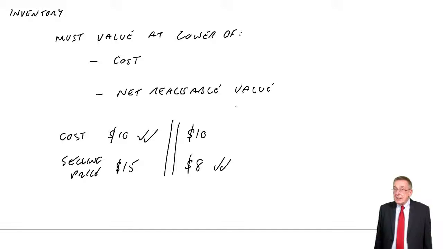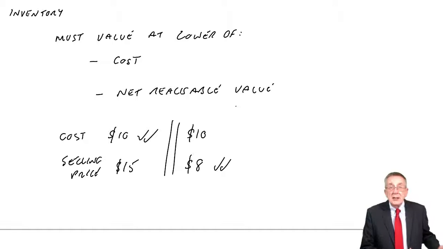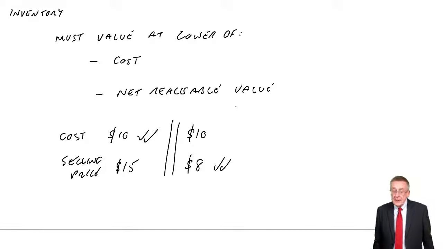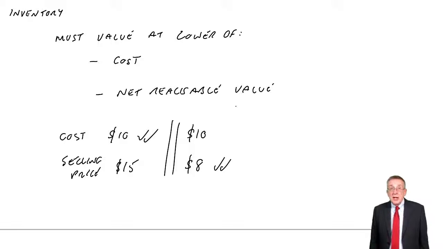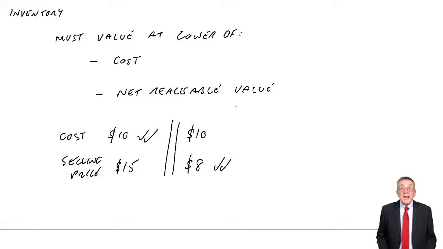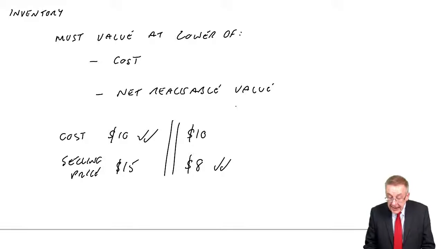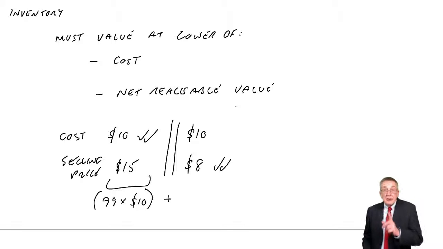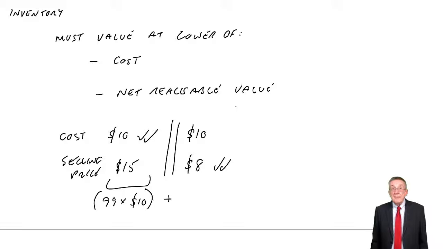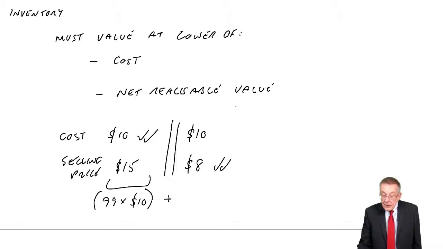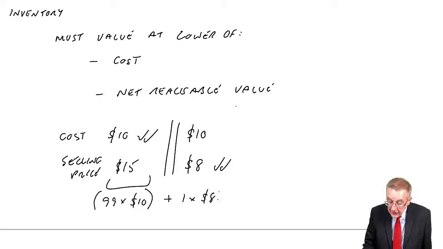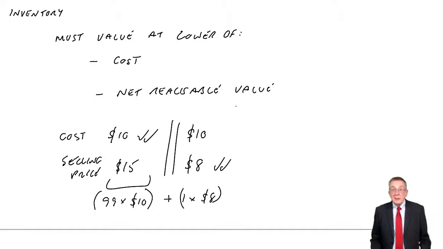We haven't sold it yet, so we haven't yet lost any money. But as soon as you see that you think you are going to lose money, effectively we take account of it. You must value each item at the lower of cost and net realizable value. So if I have 100 desks in inventory, and 99 of them are okay, those 99 would be valued at $10. But if the other one is the damaged one, and I'm going to sell it cheaper, that one would be valued at $8. You must value at the lower of the 2.